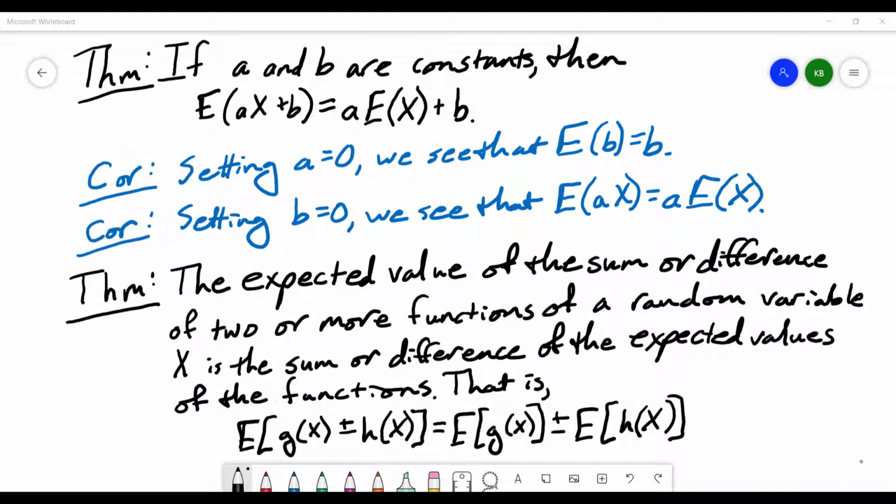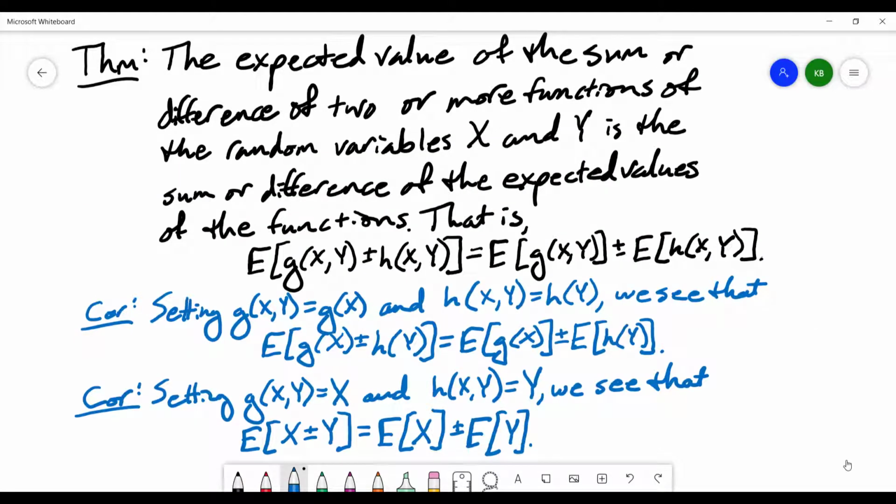Then we have a theorem that gets a little bit more into this, where we're looking at the expected value of the sum or difference of two or more functions of that single random variable x. So we have the functions g of x and h of x, and when we take the expected value of the sum or difference of g of x and h of x, that is actually equal to the expected value of g of x plus or minus the expected value of h of x. So if we're talking sums, we're going to be using plus in both places, and if we're talking differences, we're going to be using the minus sign in both places.